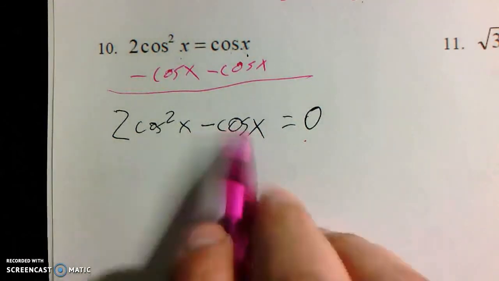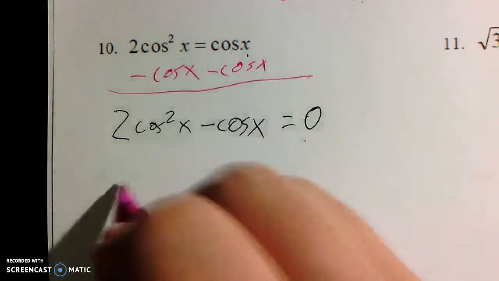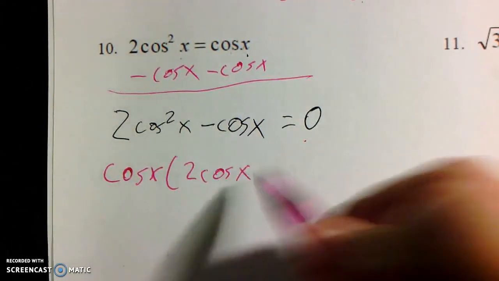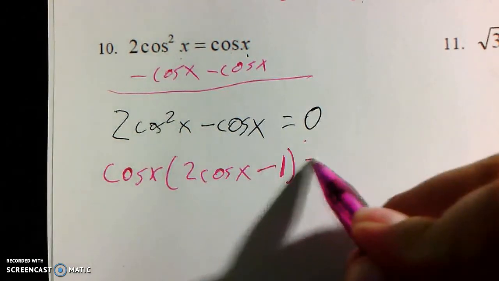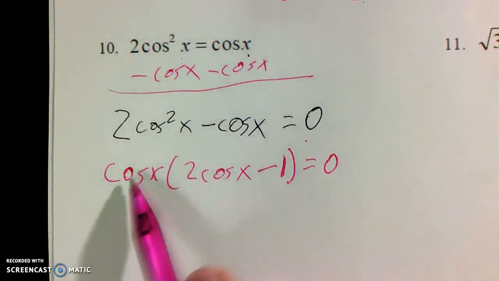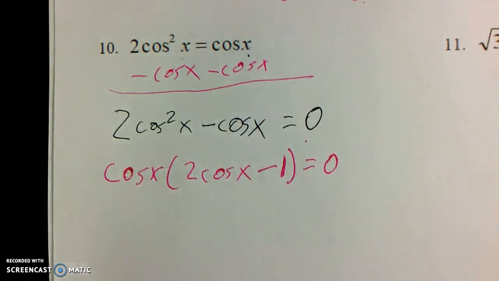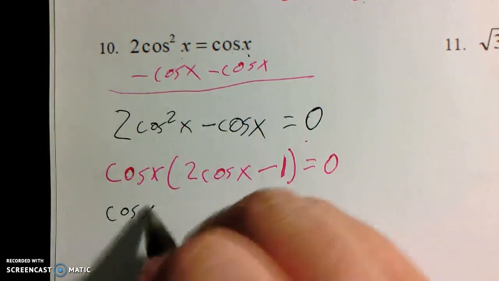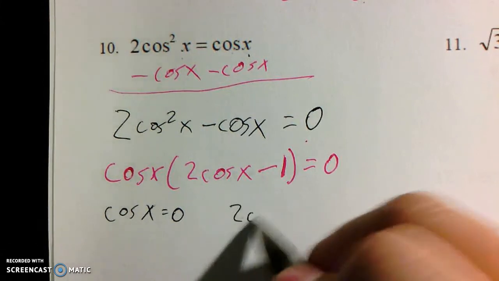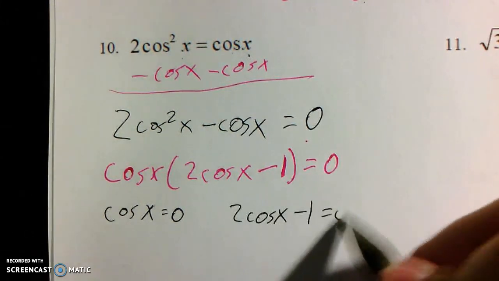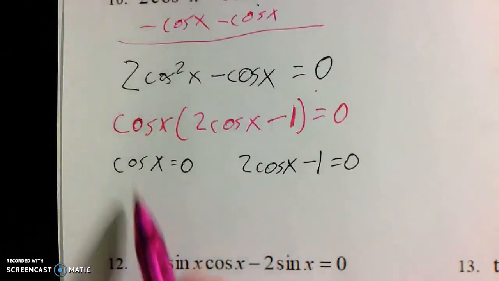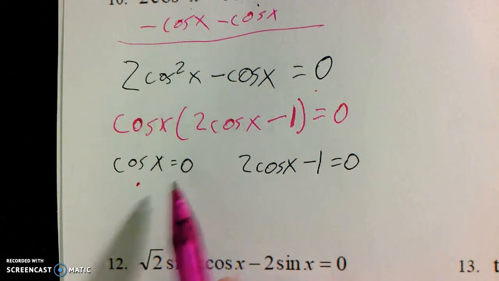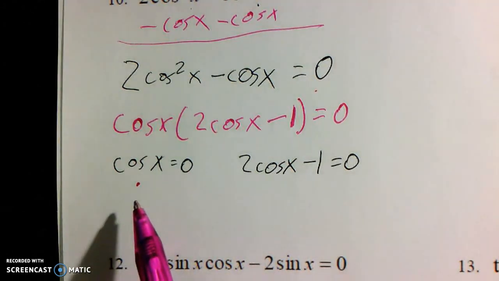So I'm going to factor cosine out because they both have a cosine in common. So cosine x, 2 cosine x minus 1. Right? Because if I multiply it back in, that's going to give me the same thing I started with. Set each of those factors equal to 0. Cosine x equals 0. 2 cosine x minus 1 equals 0. So the answer here is going to be whenever cosine is 0, that's going to be at 90 and 270, or pi over 2, 3 pi over 2.